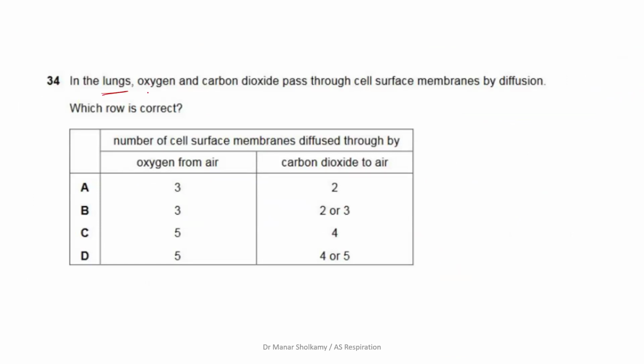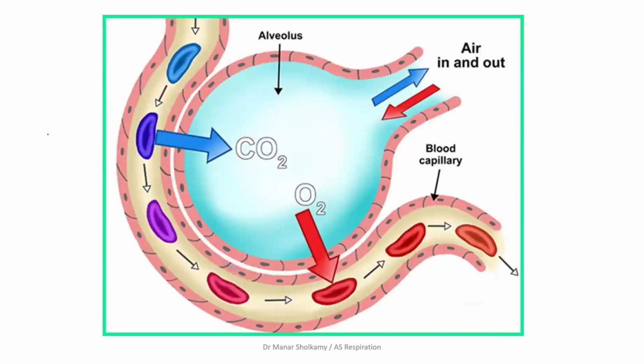Look here. In the lungs, oxygen and carbon dioxide pass through cell surface membranes by diffusion. Which row is correct? The number of cell surface membranes diffused through by oxygen from the air and carbon dioxide. You will not be able to understand this question unless you imagine or remember this picture. How many cell membranes does the oxygen need to cross to reach the red blood cell? Can you count, Yasin?